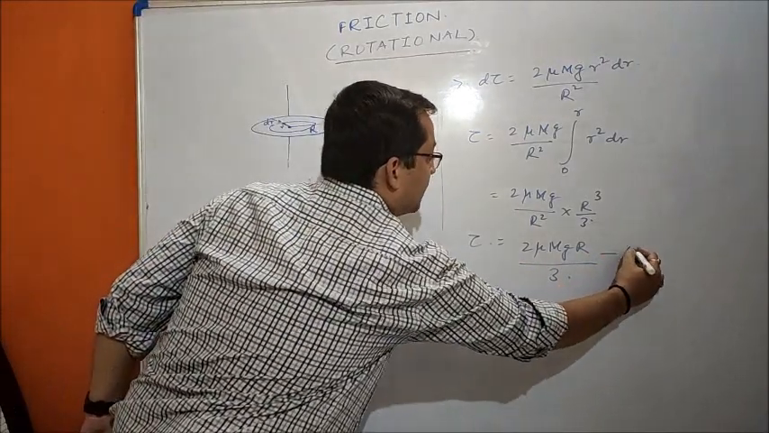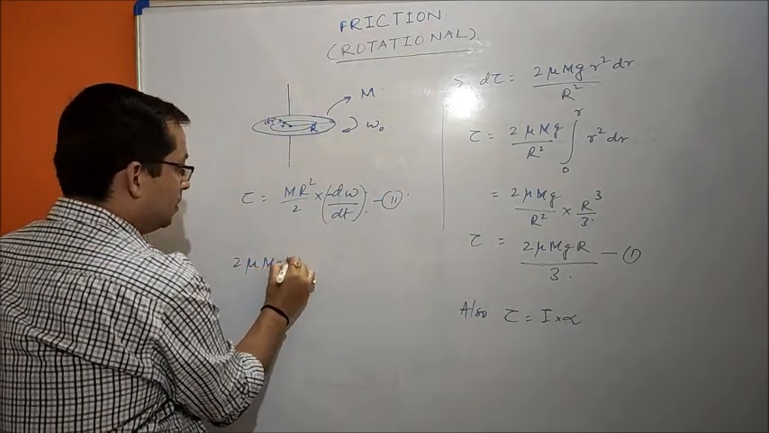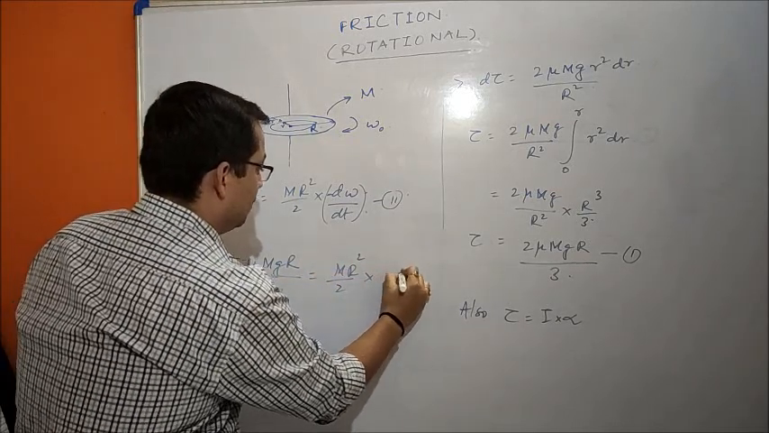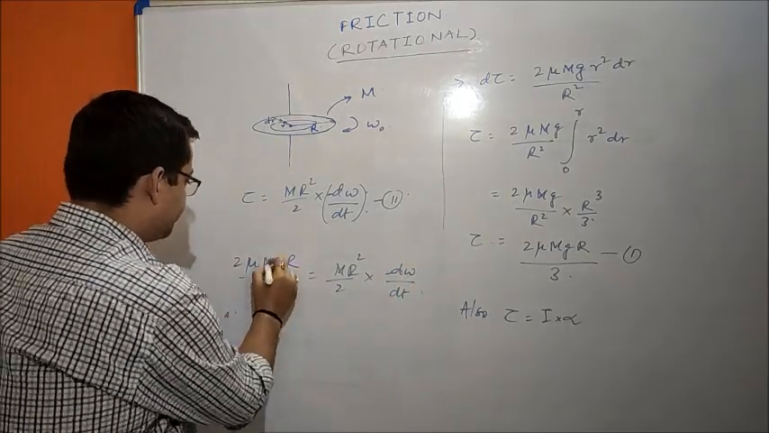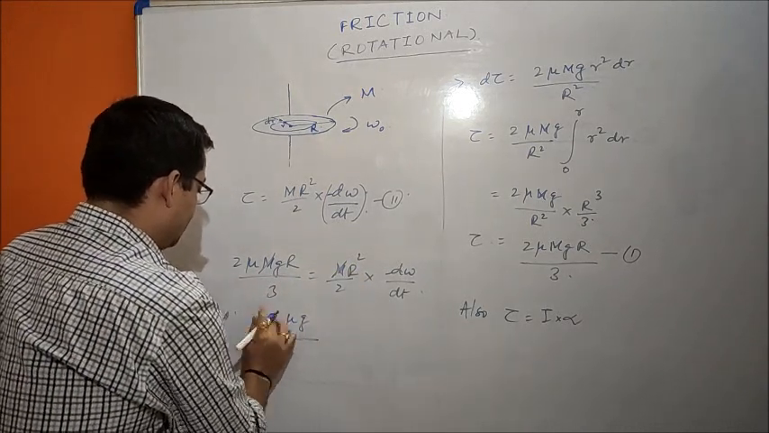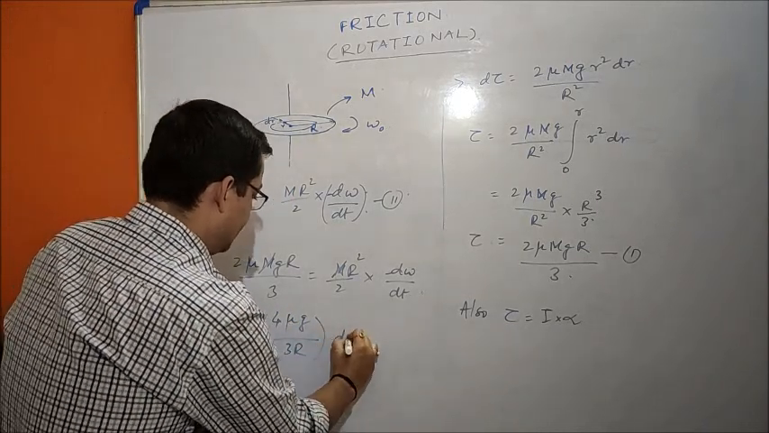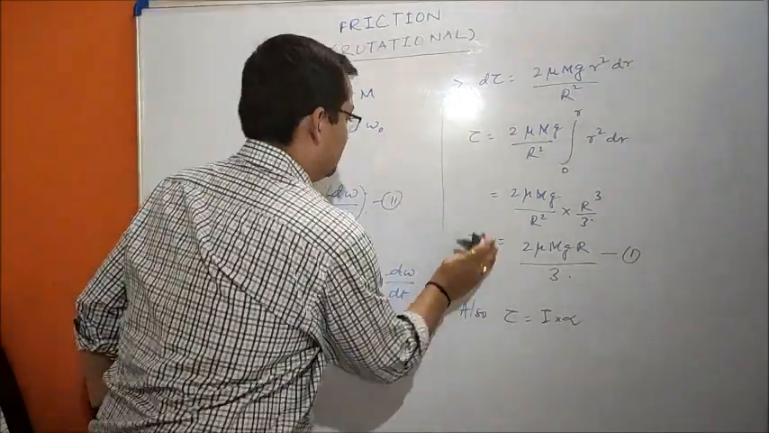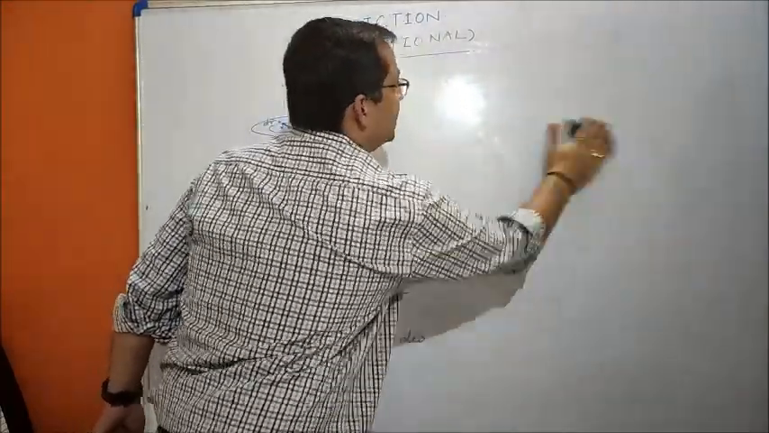Now when we equate this first equation and the second equation, we get 2 mu m g R by 3 is equal to m R square by 2 into minus d omega by dt. This gives you m gets cancelled. You have 4 mu g by 3R dt is equal to minus d omega. Now what we will do is we will again integrate this expression and get the final value of the time taken by the disk to stop.